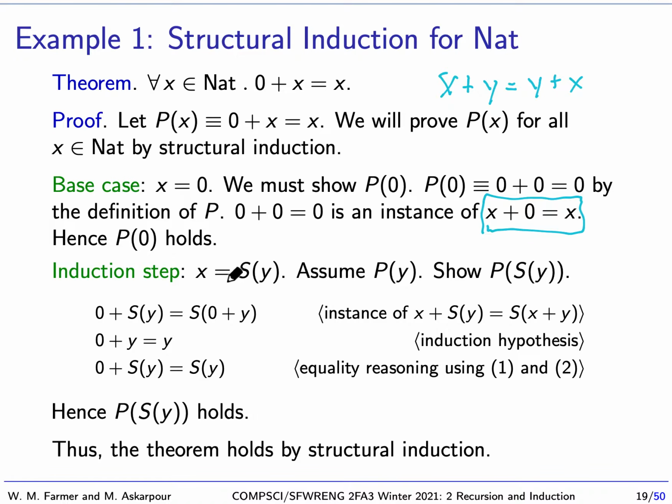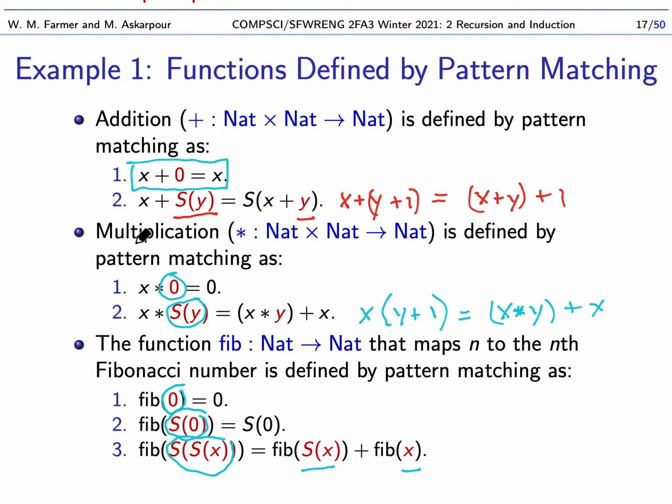Now the induction step is we're going to look at x equals s of y, and we're going to assume p of y. We're going to assume that the property holds for the argument of our constructor, and we have to show the property holds for s of y. Now, 0 plus the successor of y equals s applied to 0 plus y. That's because this is an instance of one of the equations that define plus. It's right up here. Right here it is.